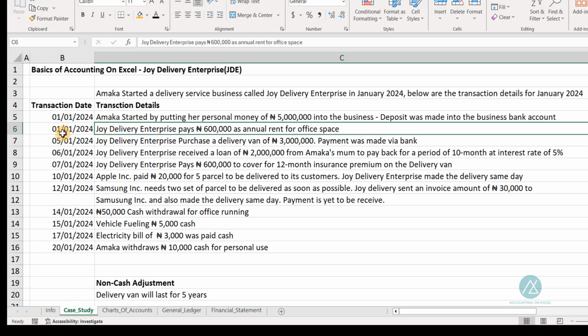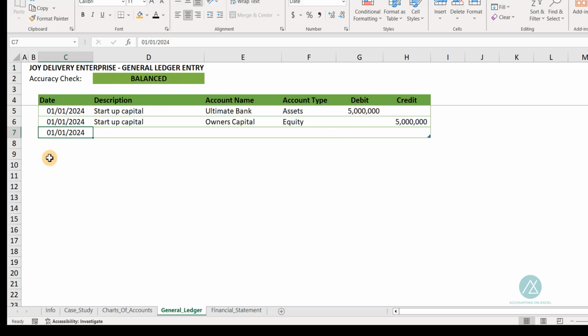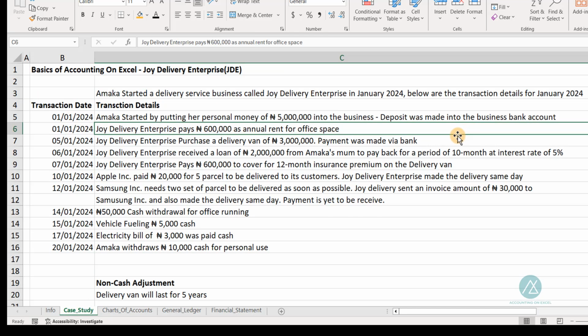The second transaction, which is still on the 1st of January, says Joy Delivery Enterprise pays 600,000 as annual rent for office space. So you put your date, because it's the same date, I'll just copy with Control D, then I'll say annual rent. So annual rent, which account is going to be affected? Now, money is leaving our account, right? But we are paying it for annual rent, and that annual rent is going to cover a period of 12 months, from January to December, right?